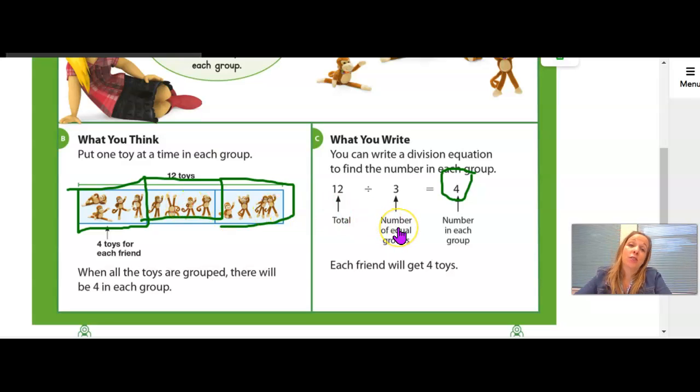All right, this is an introduction to division today. We are taking the big number and splitting it into different groups.